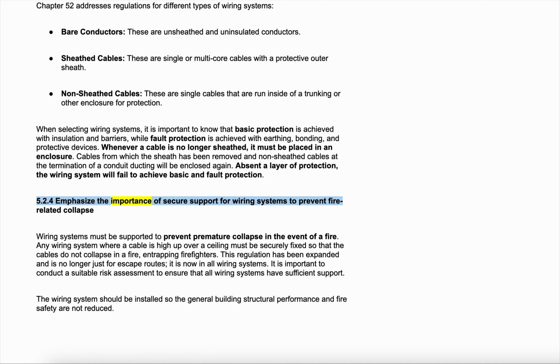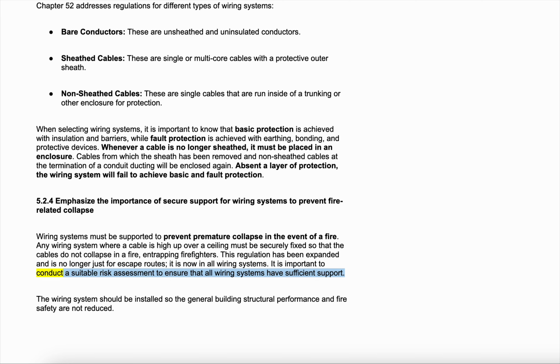5.2.4 emphasize the importance of secure support for wiring systems to prevent fire-related collapse. Wiring systems must be supported to prevent premature collapse in the event of a fire. Any wiring system where a cable is high up over a ceiling must be securely fixed so that the cables do not collapse in a fire, entrapping firefighters. This regulation has been expanded and is no longer just for escape routes. It is now in all wiring systems.